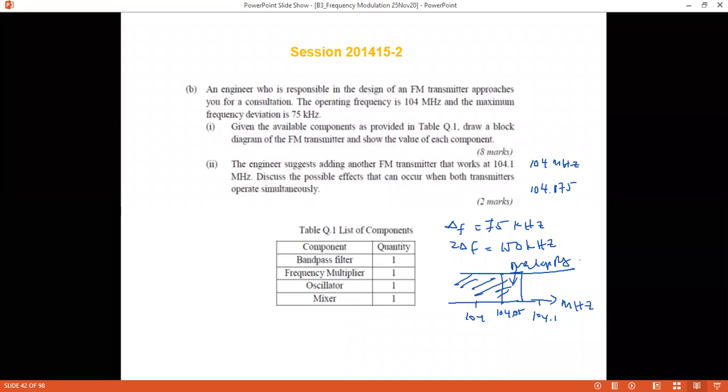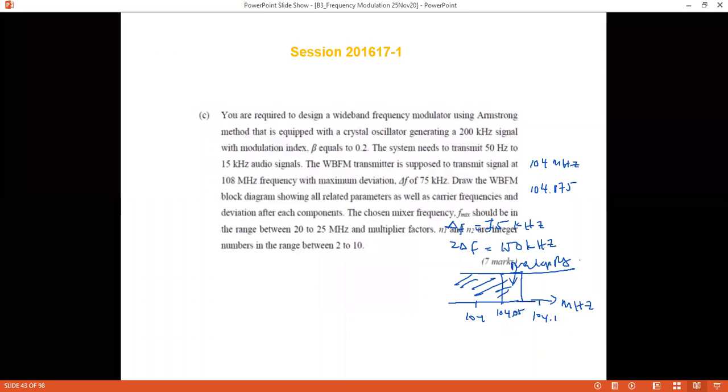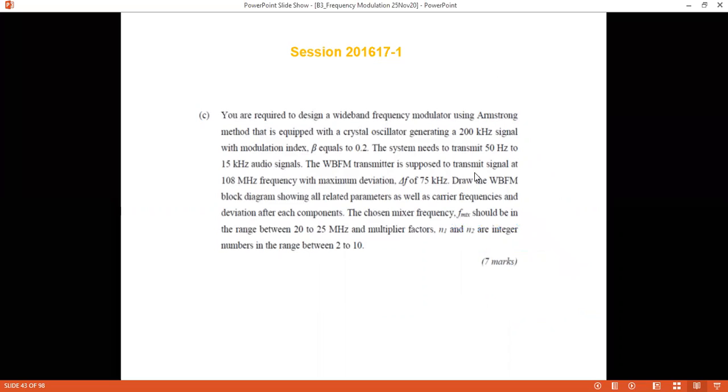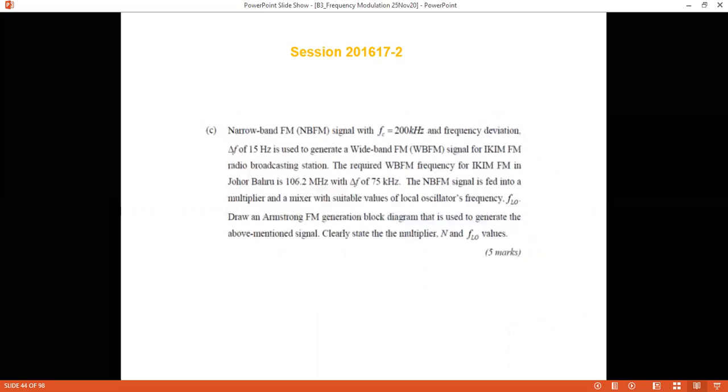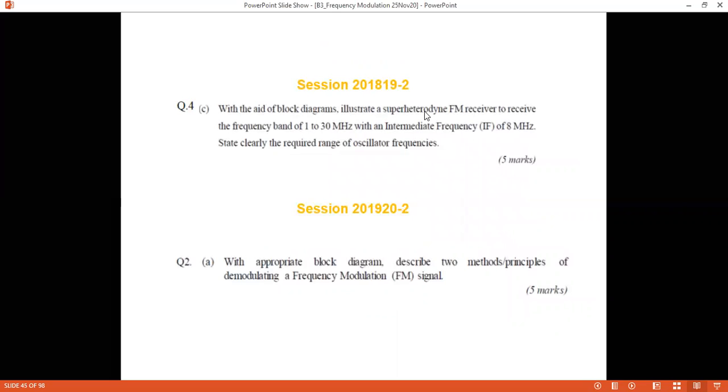Let's look at the next. This question I have already shown the solution, so you can refer to the lecture. Try to understand the lecture, because almost the same concept can be used to solve the next question. This is also another question on generation of wideband FM.